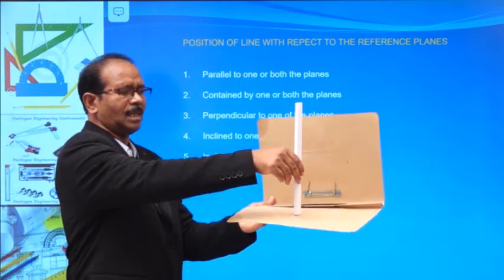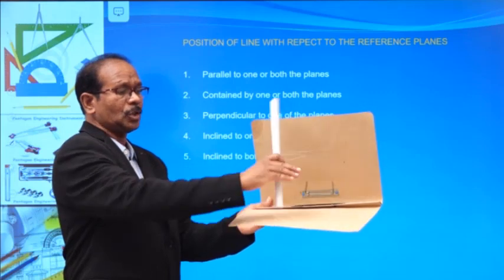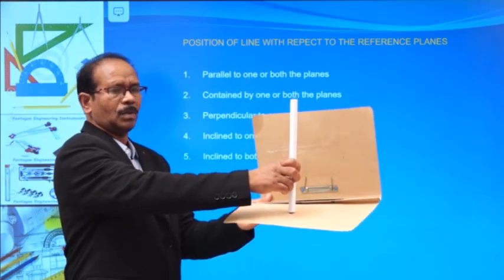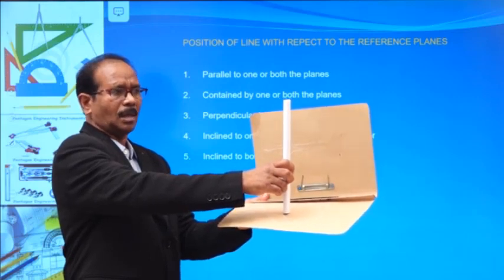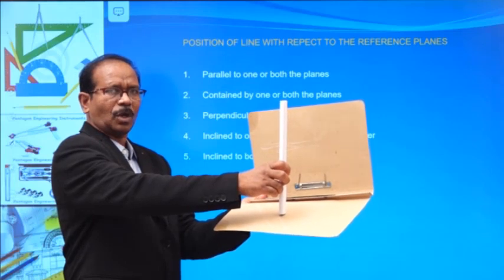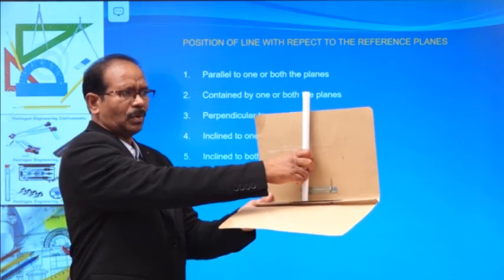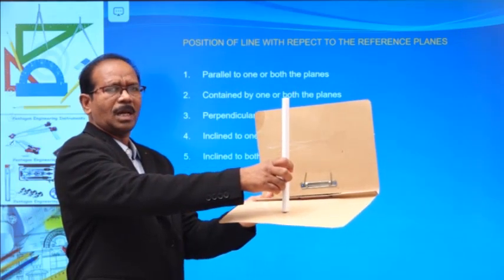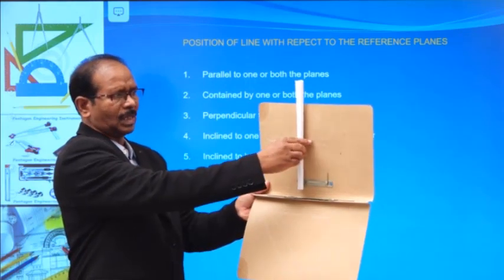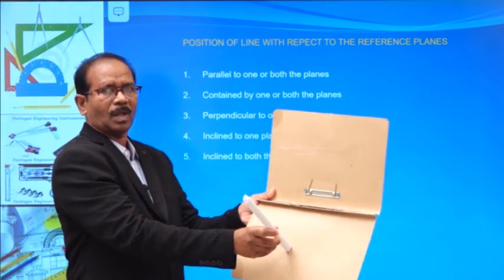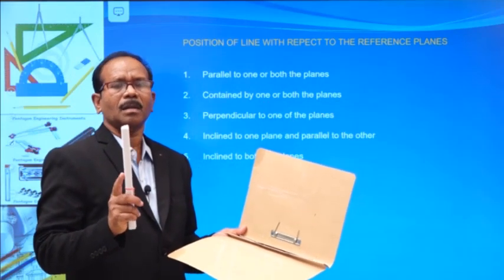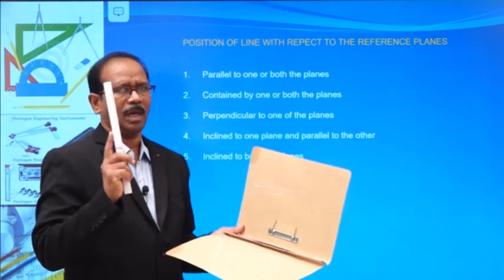What is the position of this line? Perpendicular, 90 degrees to the horizontal plane, parallel to the vertical plane. Front view is a line, top view is a point. While opening, the point goes below. So this is the line, and there is the top view. That is the line perpendicular to horizontal plane, parallel to vertical plane.